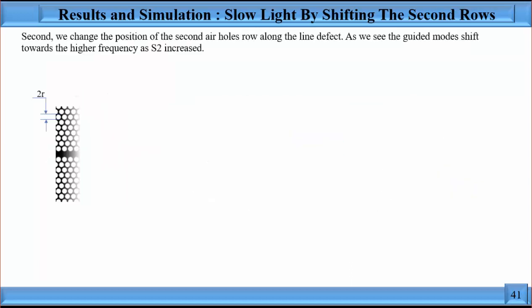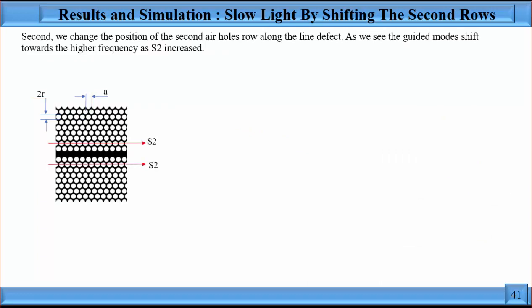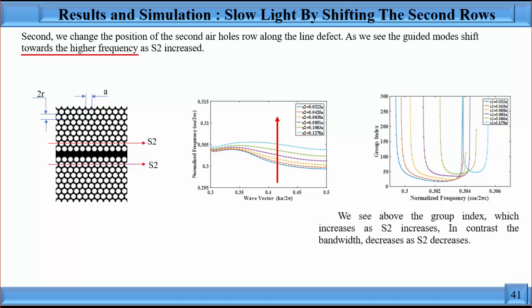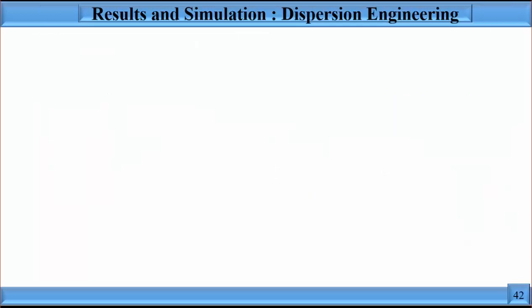Slide 41. Slow light by shifting the second rows. Second, we change the position of the second air holes row along the line defect. As we see, the guided modes shift towards the higher frequency as S2 increased. We see above the group index, which increases as S2 increases; in contrast, the bandwidth decreases.